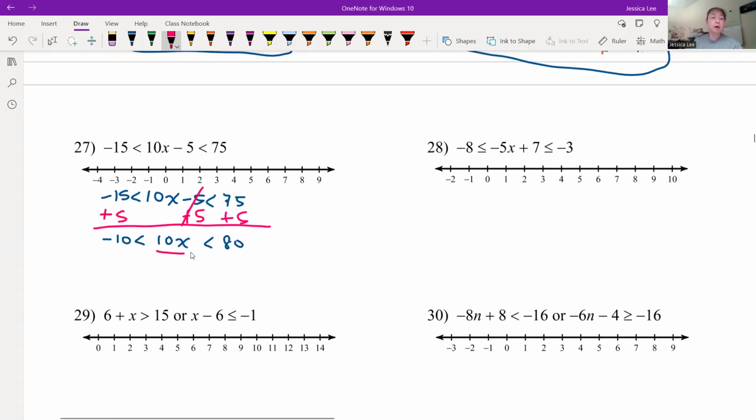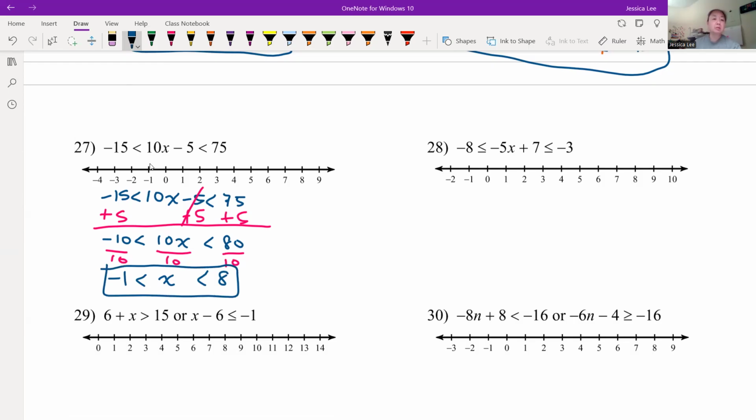All right, now I'm going to divide by 10 because the number by the x is the 10. Did not divide by negative numbers, so I'm just going to write it as is. So negative 1 is less than x, which is less than 8. All right, so we know that x is somewhere in between negative 1 and 8. Here's negative 1. Here's 8. Both of them are open circle because there's no equal to sign. We're going to be like that. Done.